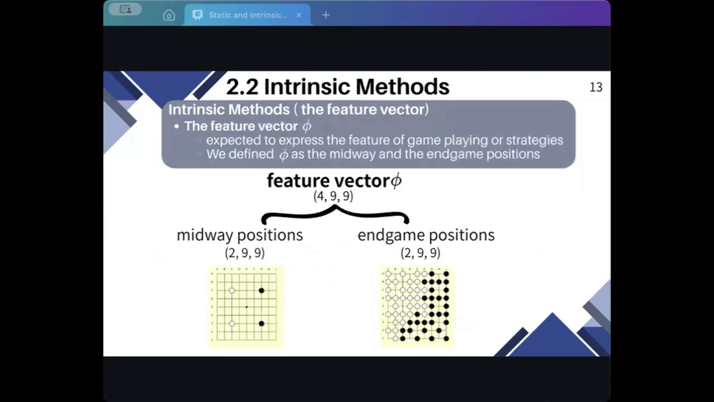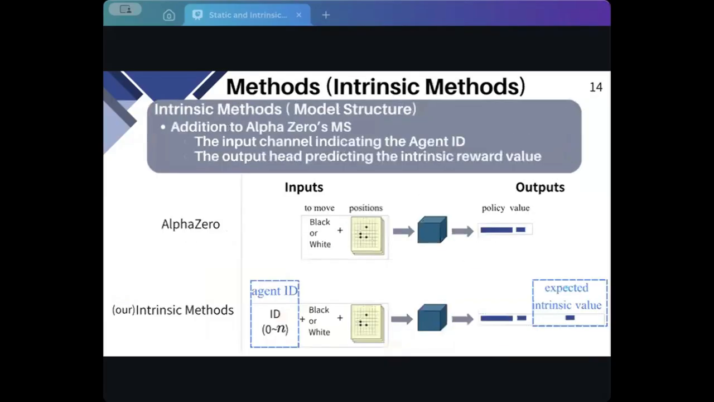To compute the intrinsic reward, we desire a feature vector that represents the characteristics of each game, or equivalently, each agent strategy. We define the feature vector based on the board positions in the early game and the end of the game. Similar to the static method, in the intrinsic method, we also add an input channel that indicates the agent ID. In addition, we add an output head that predicts the intrinsic reward value.